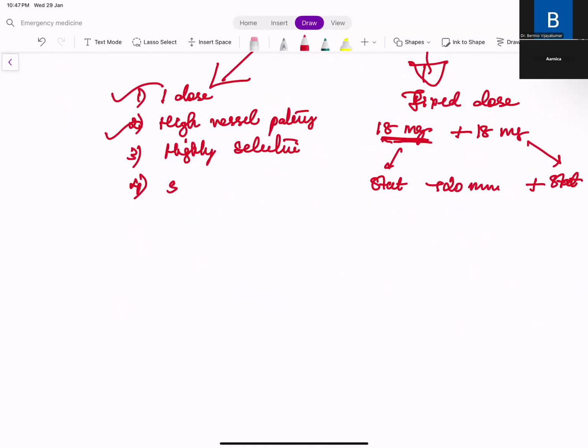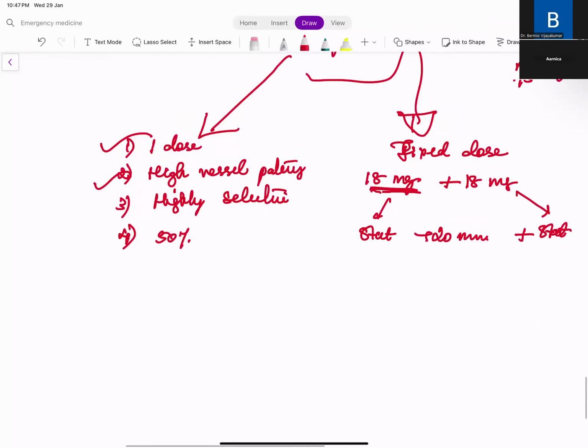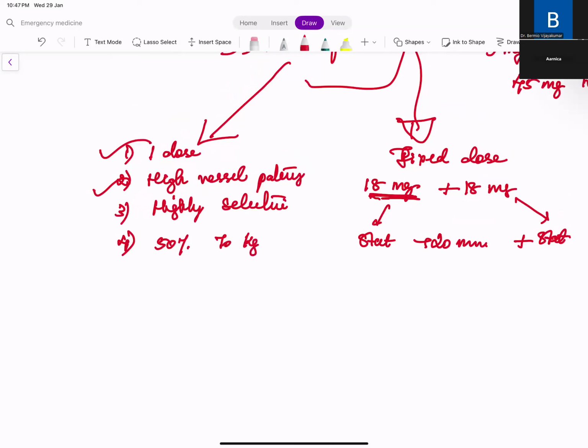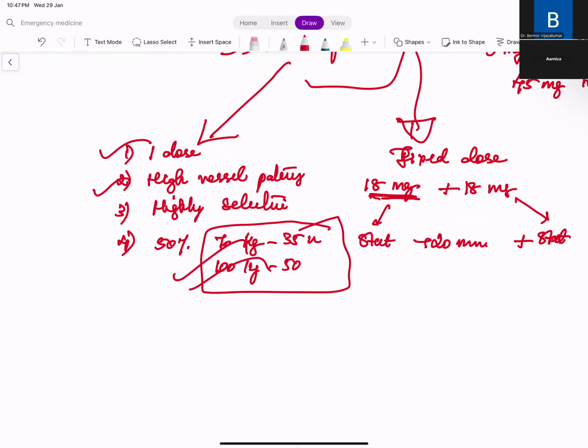It's like 50% of your weight. For example, for a 70 kg person, the dose will be 35 units. For a 100 kg person, the dose will be 50 units. So it comes as 35 and 50. It comes in various strengths. So roughly the dose will be 50% of the weight.